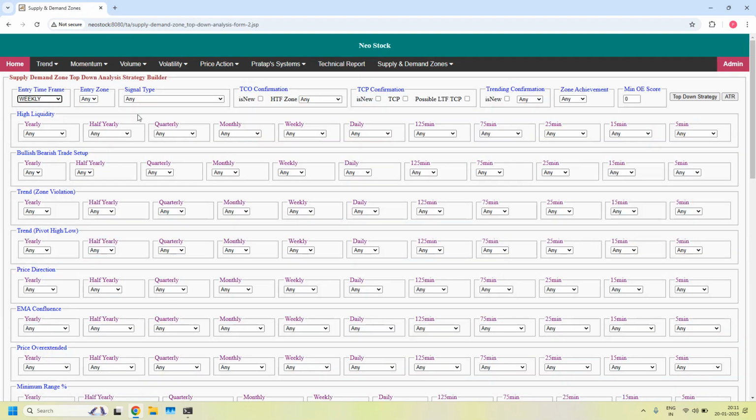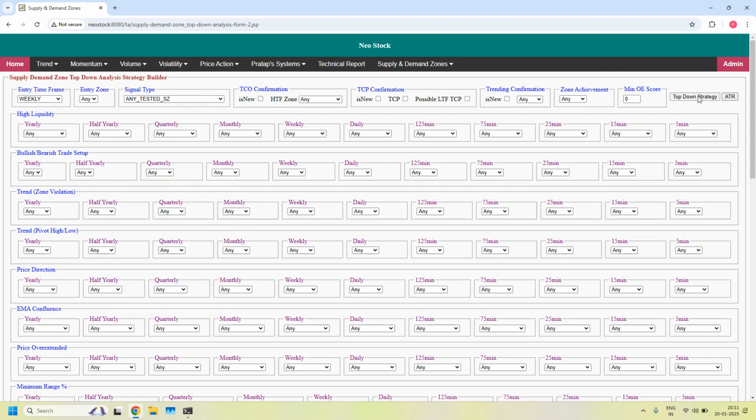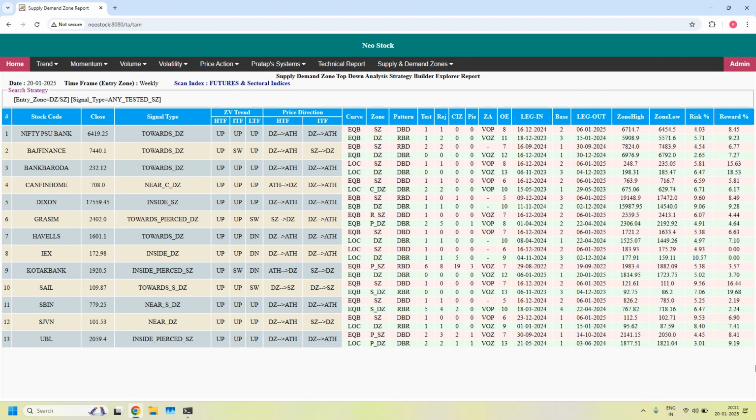Okay, next, weekly time frame. Price closed inside the weekly supply zone. We got only 13 stocks. Out of these 13, how many weekly supply zones are having weekly EMA confluence?